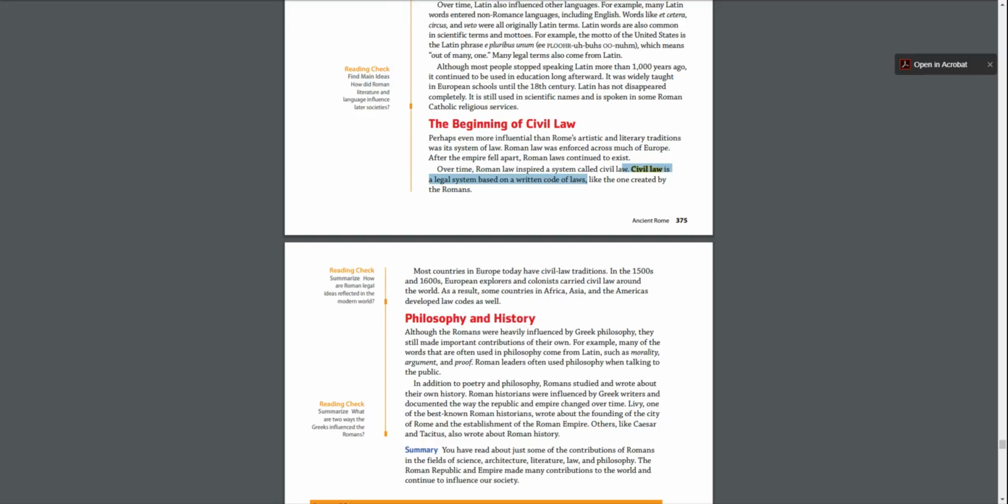And then for the last thing, for history, you just need to know what Greek historians or Roman historians wrote about. Well, they wrote about how the empire and the republic changed over time.